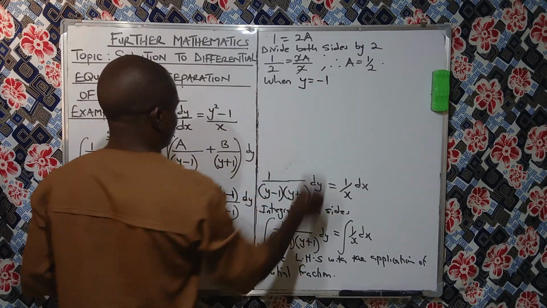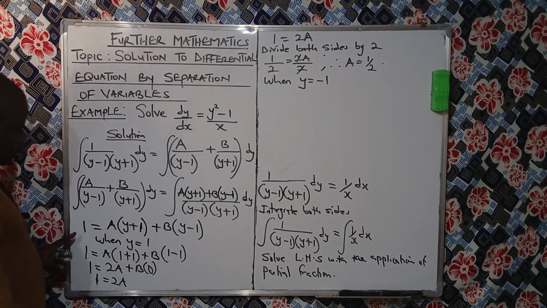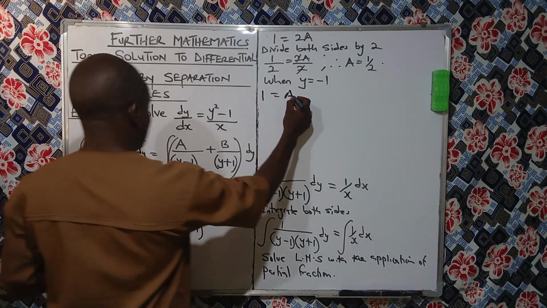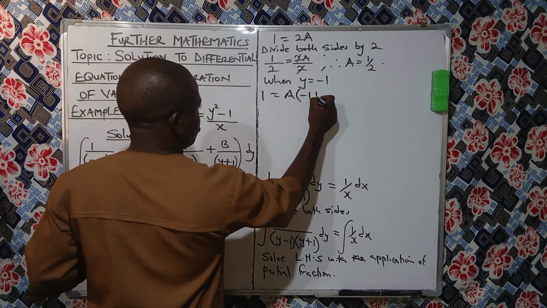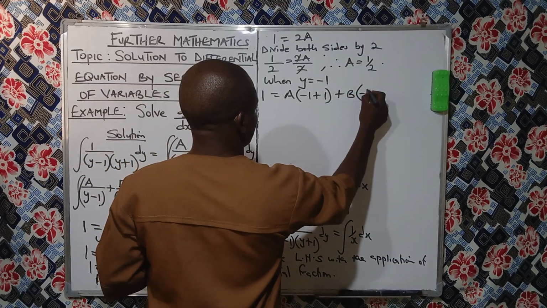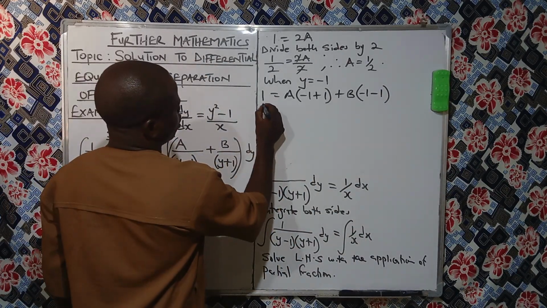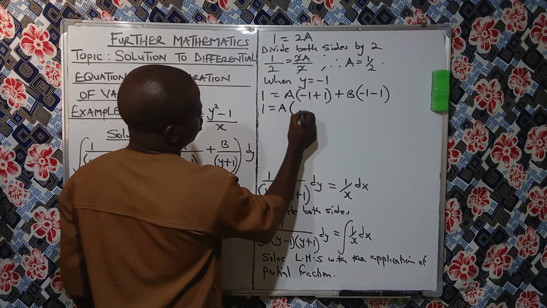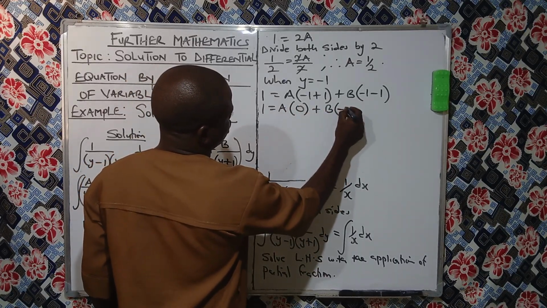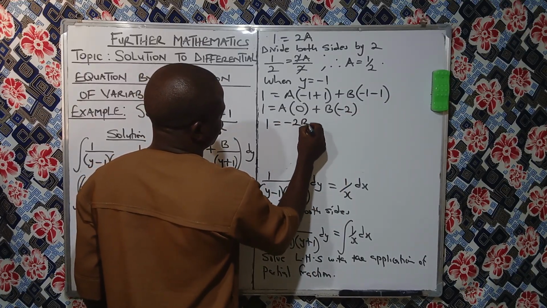Now, let's see when y equals minus 1. When y equals minus 1, we substitute back in this expression. 1 equals a into minus 1 plus 1 plus b into minus 1 minus 1. You can see your y is minus 1. 1 equals a into minus 1 plus 1, that is 0, plus b into minus 1 minus 1, that is minus 2. You have 1 equals minus 2b.